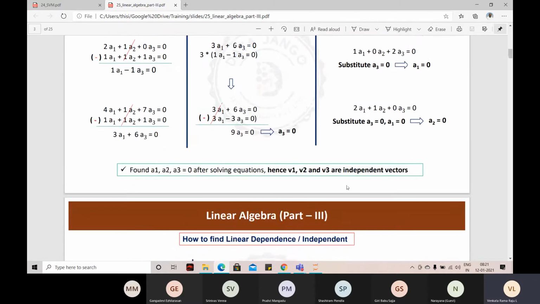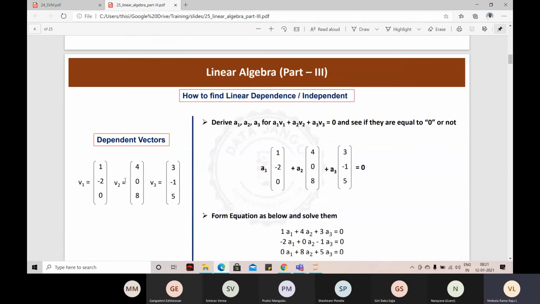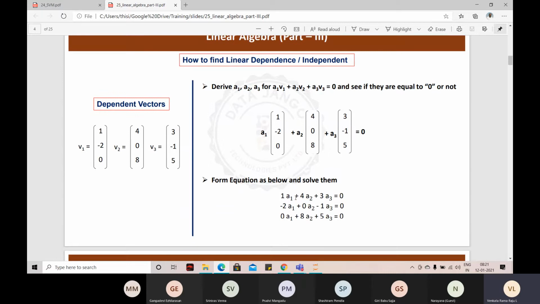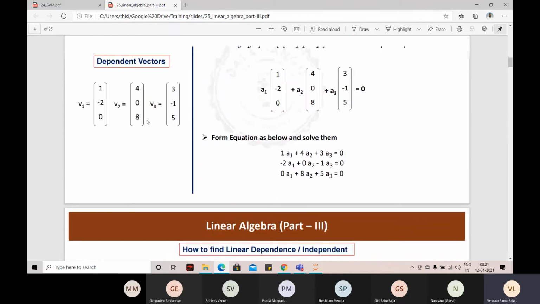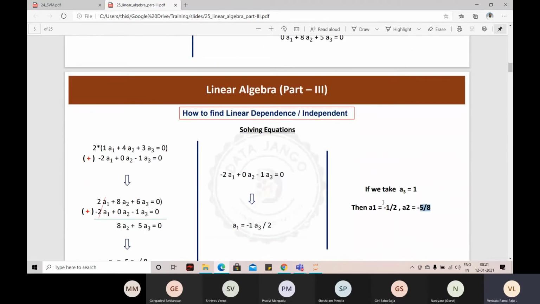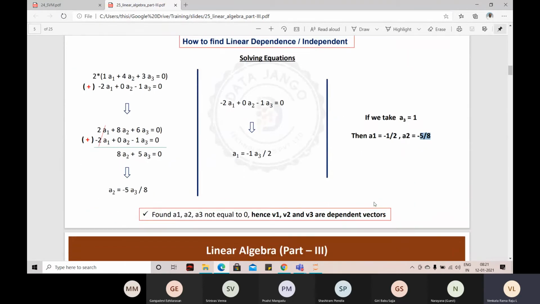Okay, so that is linearly independent. I have taken another set of vectors and tried one more, and I have got coefficients here. See that a3 is equal to 1, a1 is equal to minus 1 by 2, a2 is equal to minus 5 by 8. If you multiply these three vectors with those three coefficients, you will be able to produce 0.